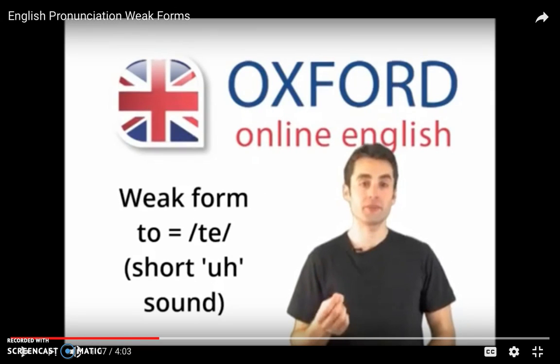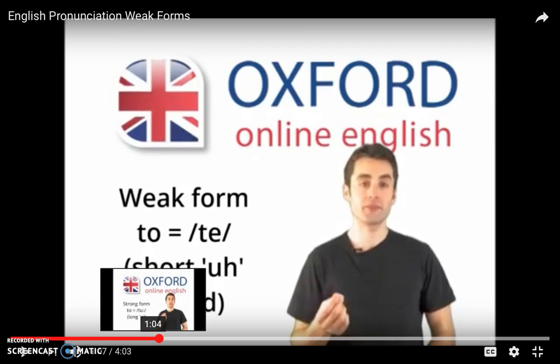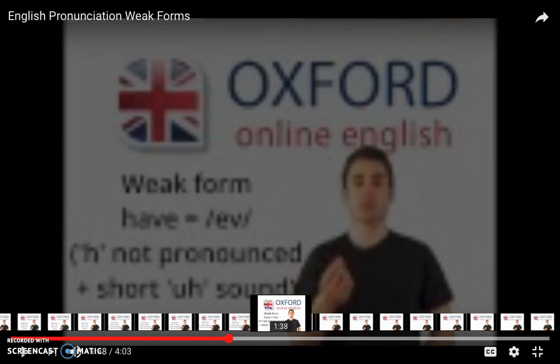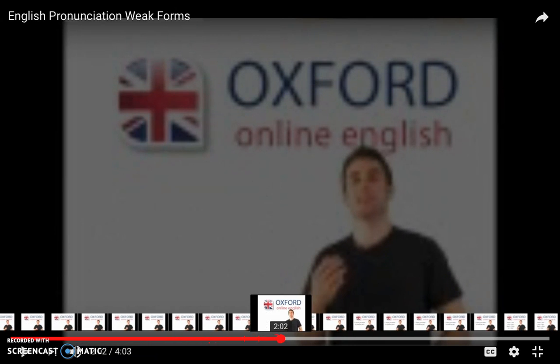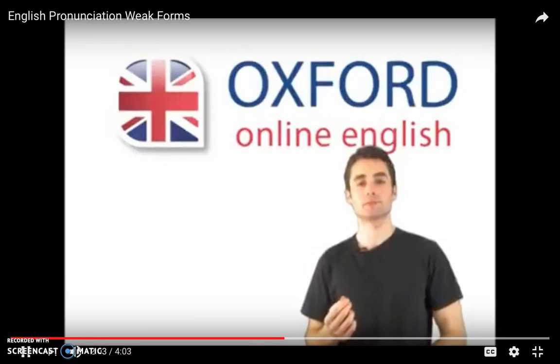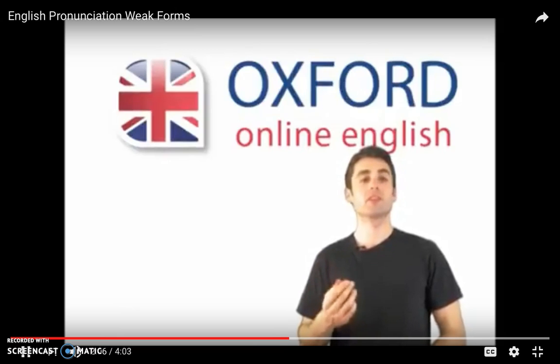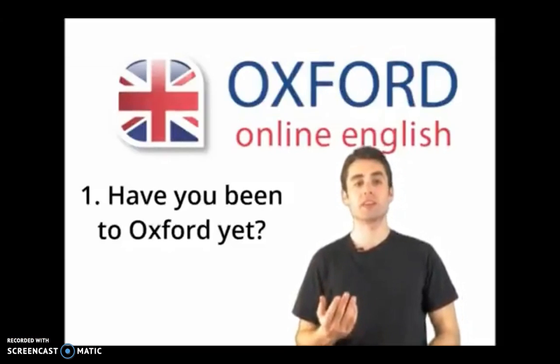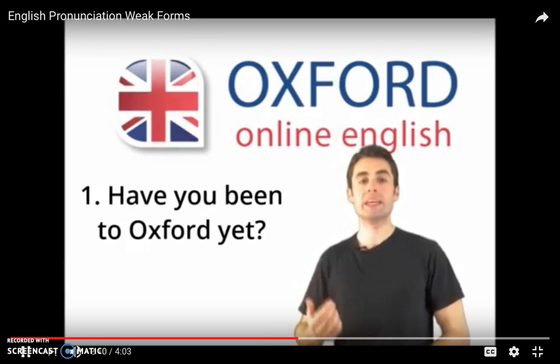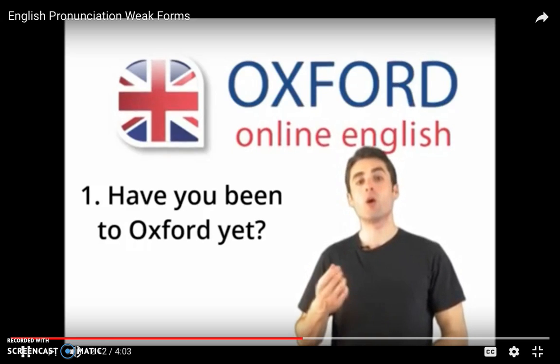And finally, the video uses two sentence examples for the audience to practice with. That is found here. In the first sentence, have you been to Oxford yet? Have, you, been and to are all weak forms.